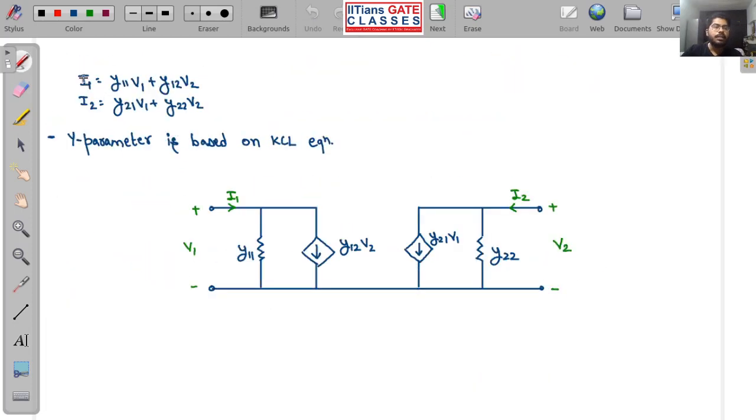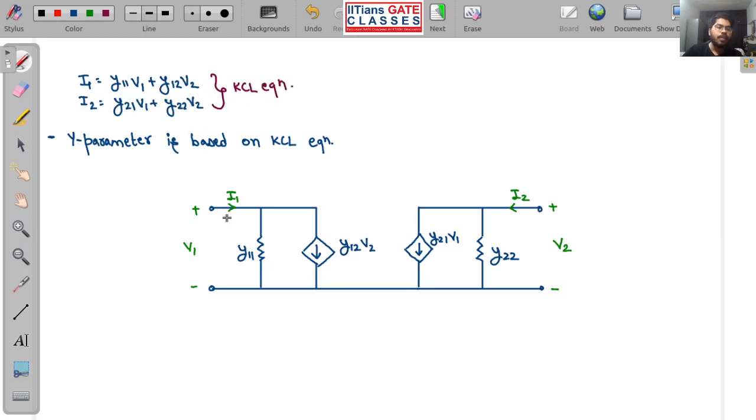Here you can see these are my normal KCL equations I have written. Why? I1 is equal to admittance times voltage plus admittance times voltage. So I1 is equal to Y11 V1 plus Y12 V2, and I2 is equal to Y21 V1 plus Y22 V2. So the Y parameter is basically based on KCL equations.